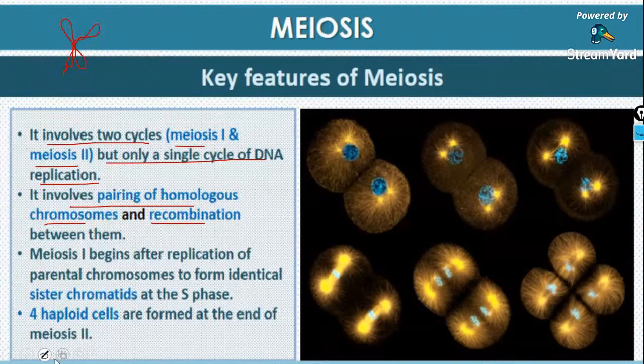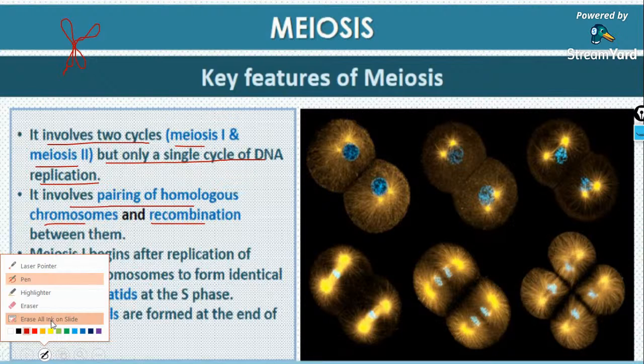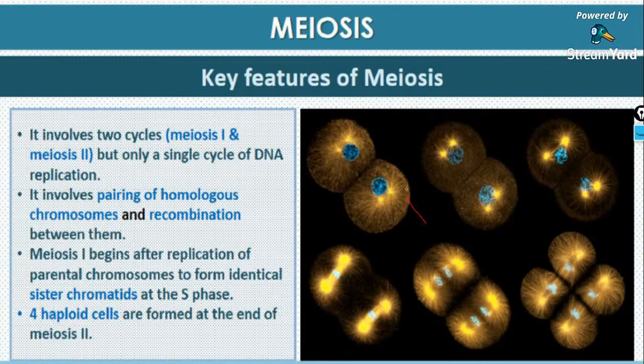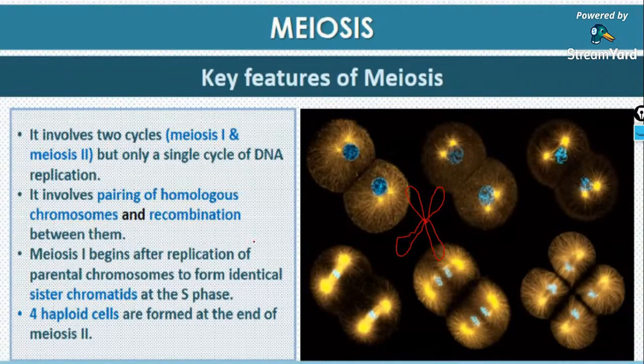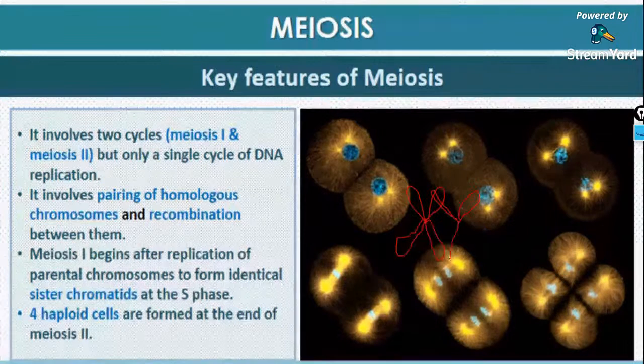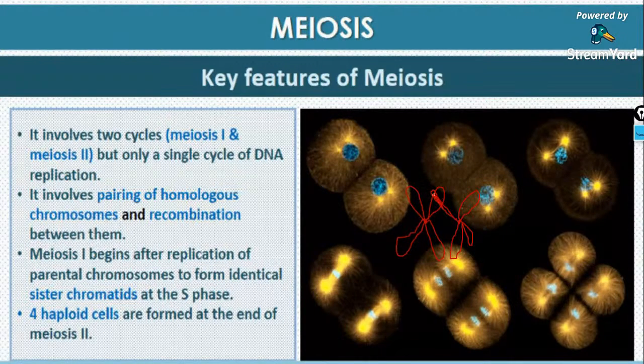All of you know the structure of chromosomes, right? Just imagine it's like this. Two chromosomes come in contact and crossing over occurs there. At this point, crossing over occurs. So what is crossing over? Crossing over is the exchange of genetic material between two homologous chromosomes.